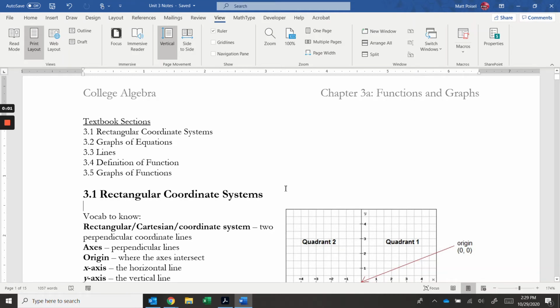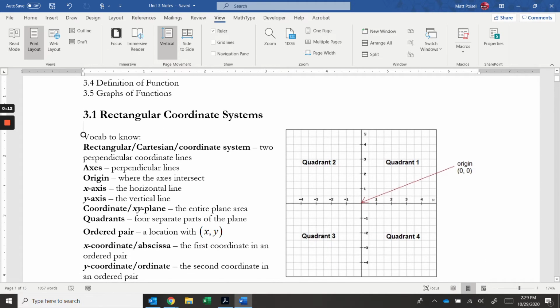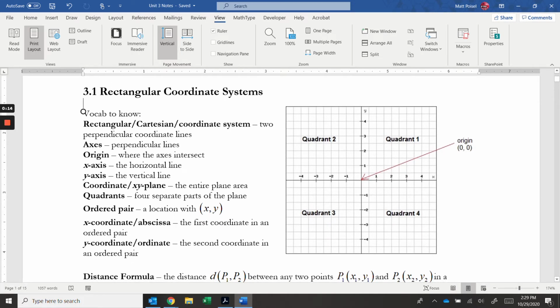All right, guys, this is section 3.1. This is rectangular coordinate systems. Really, it's just a fancy math way of saying graphing on the coordinate plane, which we've done quite a bit before. So first, I want to look at some vocab.